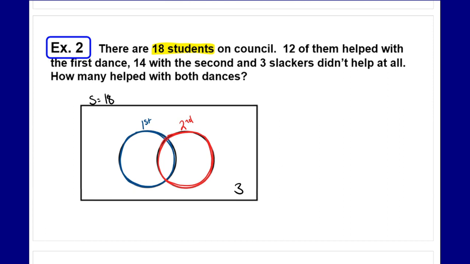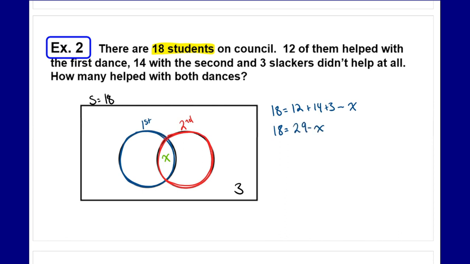But we can calculate that, because in total it has to add up to 18. So 18 equals the 12 that helped, plus the 14 that helped in the second dance, plus the 3 that didn't help at all, minus our overlap. Our overlap is going to be represented by a variable, x. Essentially what we've done is add it all up, counting the overlap group twice. So we have to figure out what to subtract to account for that overlap. So 18 would then equal 29 minus x.